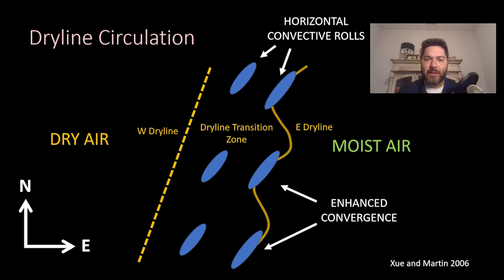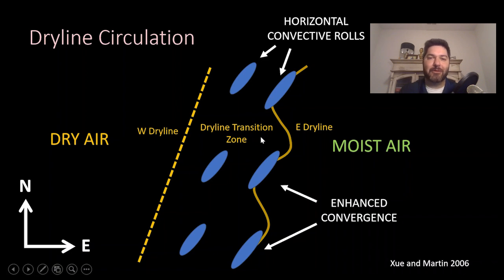This is from a paper by Shui and Martin in 2006. So basically, this talks about some various details about how convective initiation occurs. You typically see this western dryline, which is essentially your primary dry line. And then you have this dry line transition zone between the western dry line and the eastern dry line. And in between, you have what are called horizontal convective rolls.